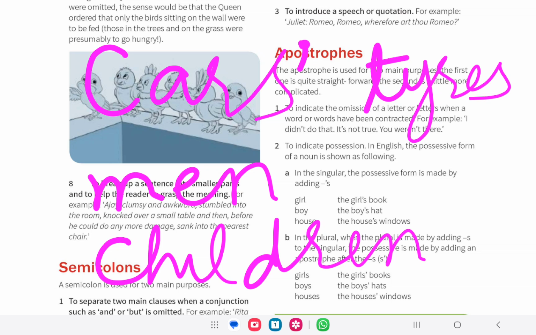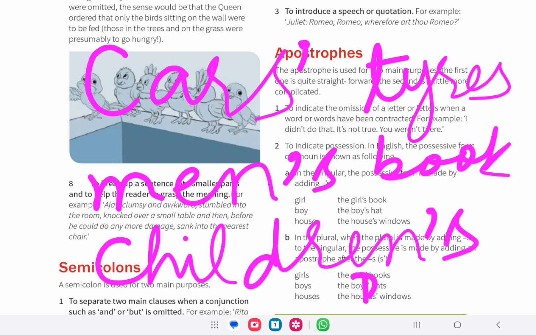Okay. Men's books, children's pictures. Okay. So cars is a plural that ends in s. That's why we put this apostrophe after s. Men is a plural, but it does not end in s. That's why when we want to show possession for a plural, we put this apostrophe in the same way that we use it for singular, apostrophe s, men's. In the same way, children, apostrophe s.